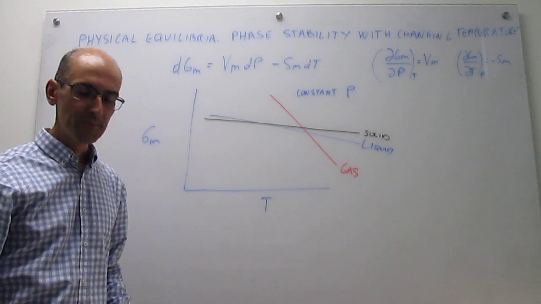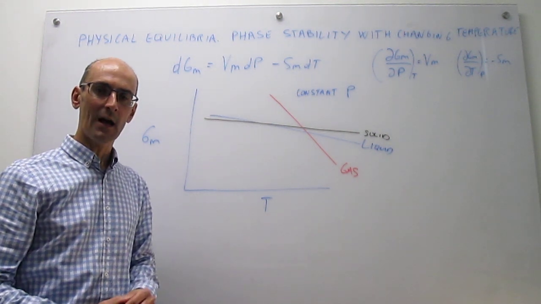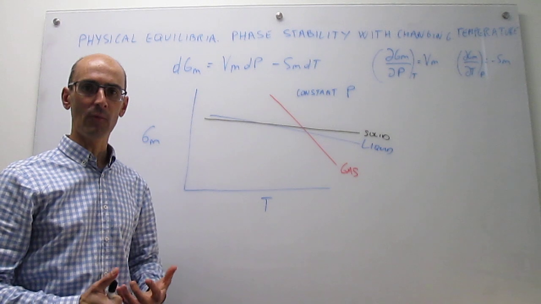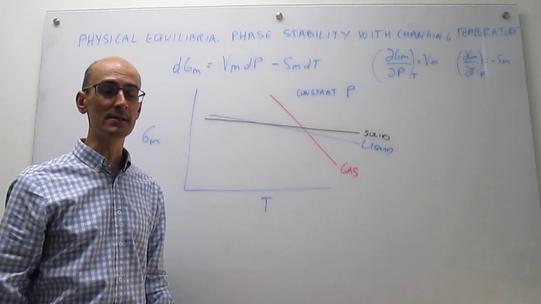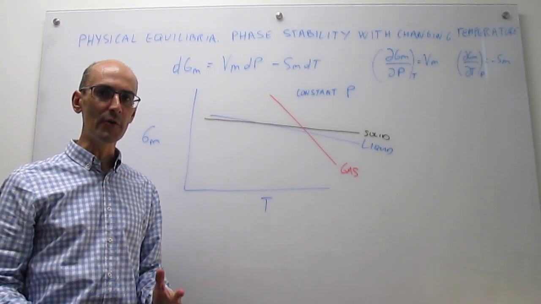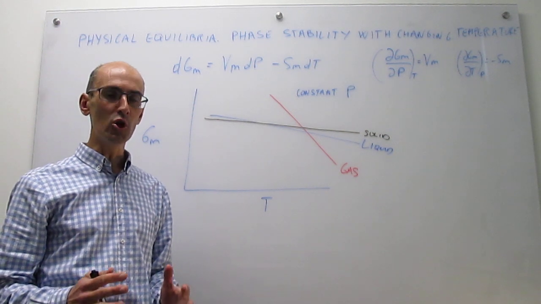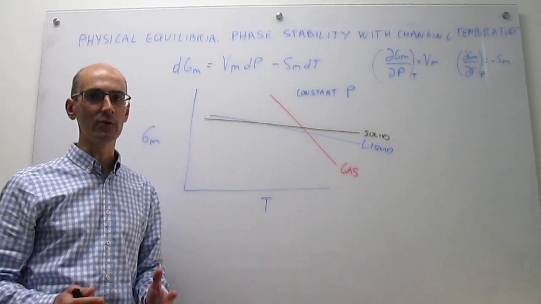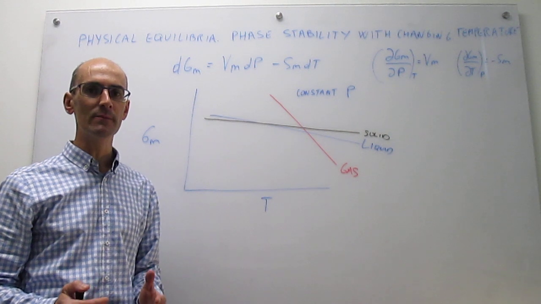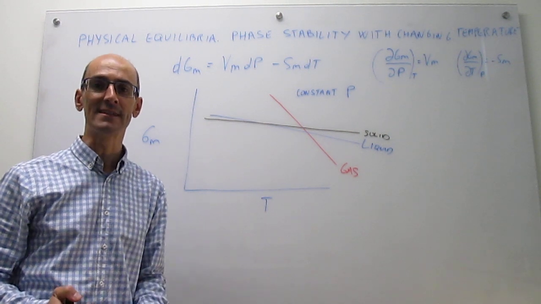Okay, very good then. Now the question is, what can we learn from this graph? Can we learn something about the stability of the phases? The answer is yes. Remember that the phase of lowest molar Gibbs energy at any condition of pressure and temperature determines the phase that is stable.